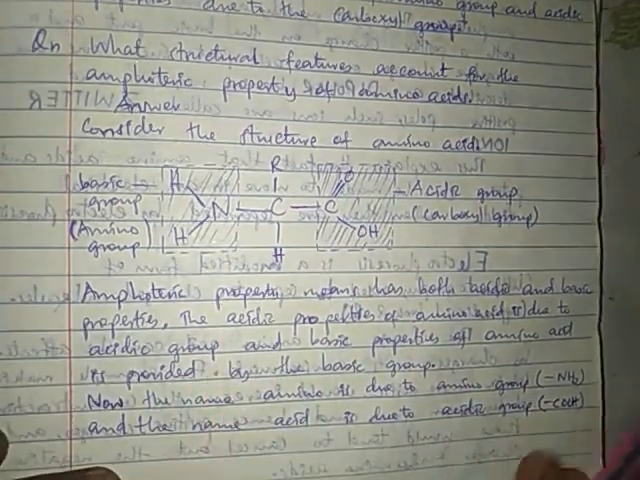Then you are saying that the amphoteric property means both acidic and basic properties. The acidic property of amino acid is due to the acidic group, and the basic property of amino acid is provided by the basic group. Now the name amino acid is due to the amino group, and the name acid is due to the acidic group. So sometimes in your explanation you may put in bracket here and write the acidic group, and for the basic property you may put in bracket and write NH2.